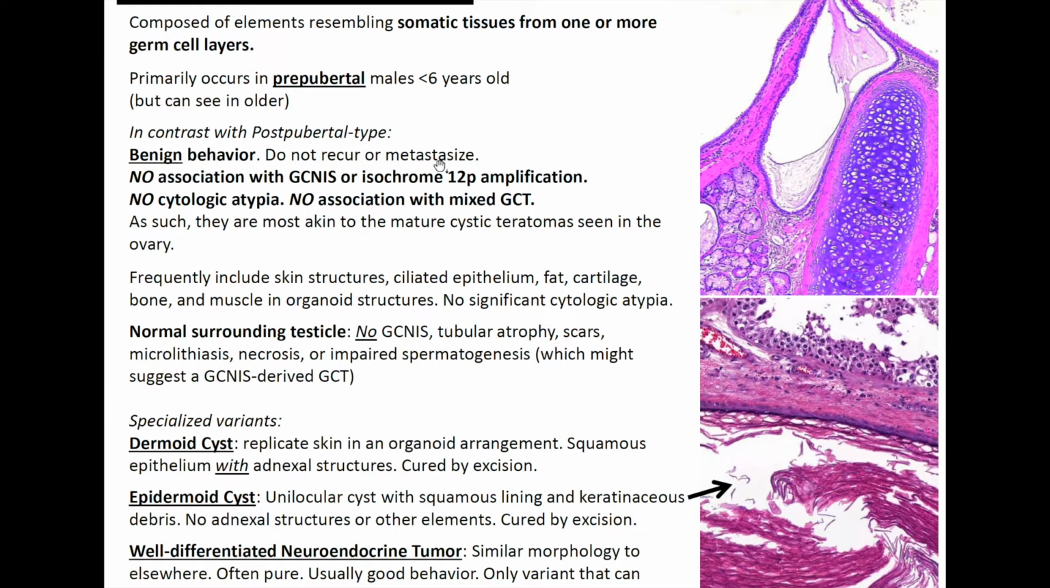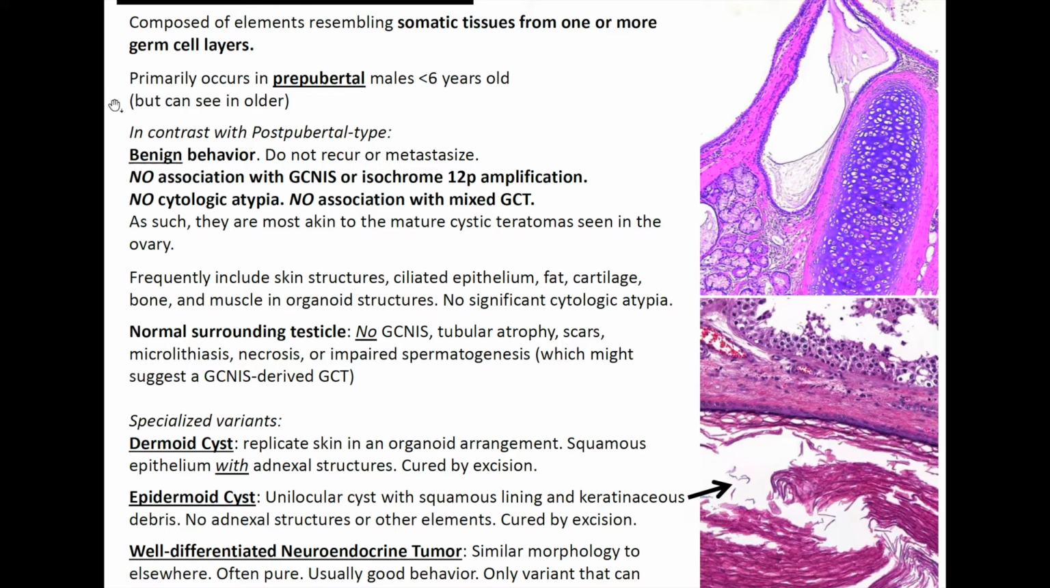They do not recur or metastasize, and there's no association with GCNIS or isochromosome 12p amplification. There's no cytologic atypia and no association with mixed germ cell tumors. As such, they are most akin to the mature cystic teratomas seen in the ovary. Prepubertal type teratomas frequently include skin structures, ciliated epithelium, fat, cartilage, bone, and muscle and organoid structures. And there is no significant cytologic atypia.